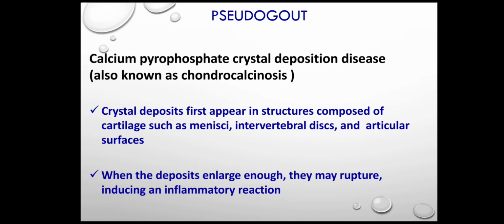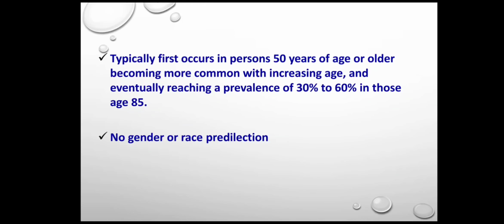What is pseudo-gout? Gout is because of monosodium urate crystals. Pseudo-gout is because of calcium pyrophosphate crystals. This is also called chondrocalcinosis. Crystals deposit first in structures composed of cartilage such as menisci in the knee joints, the intervertebral disc and the articular surfaces. And when the deposits enlarge enough, they may rupture, inducing an inflammatory reaction.